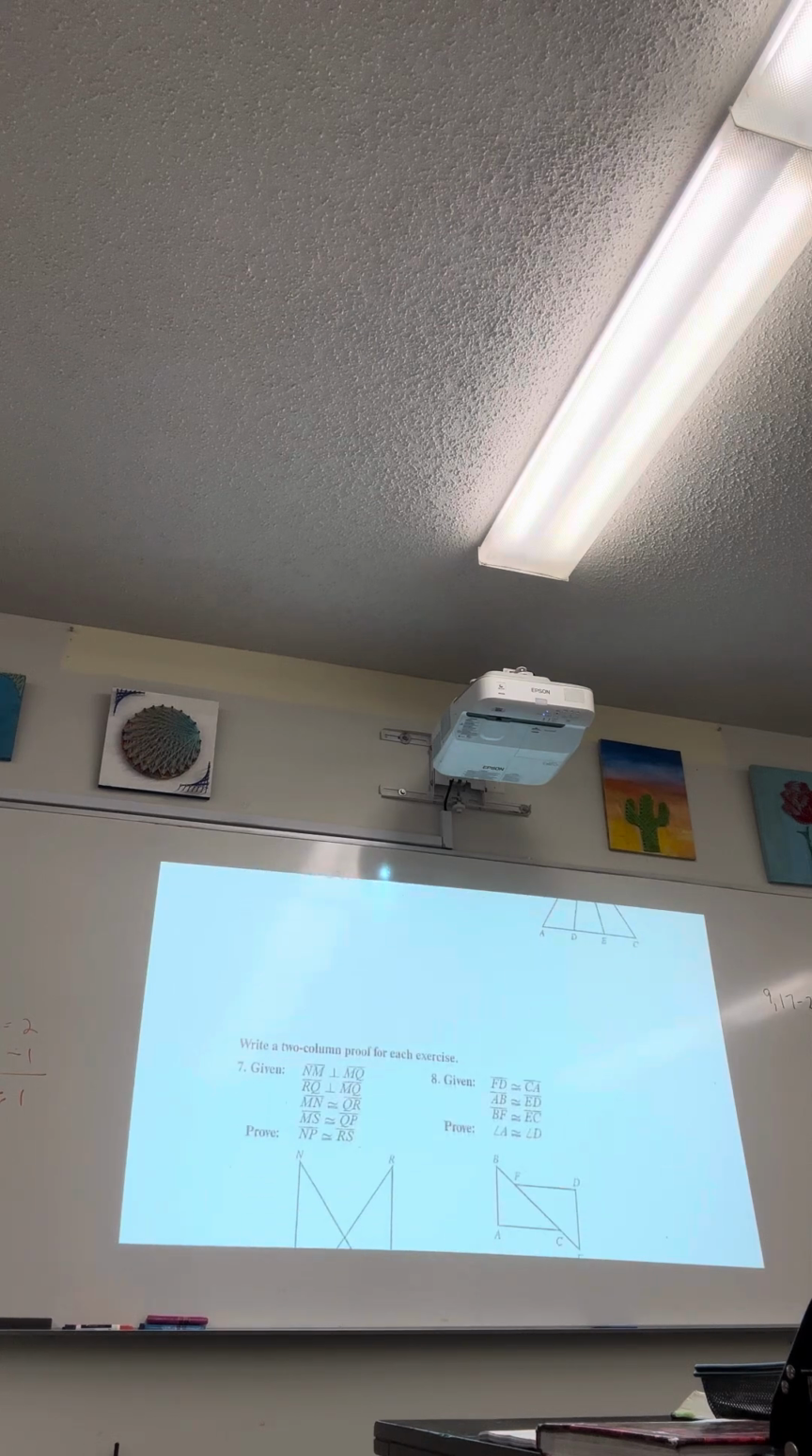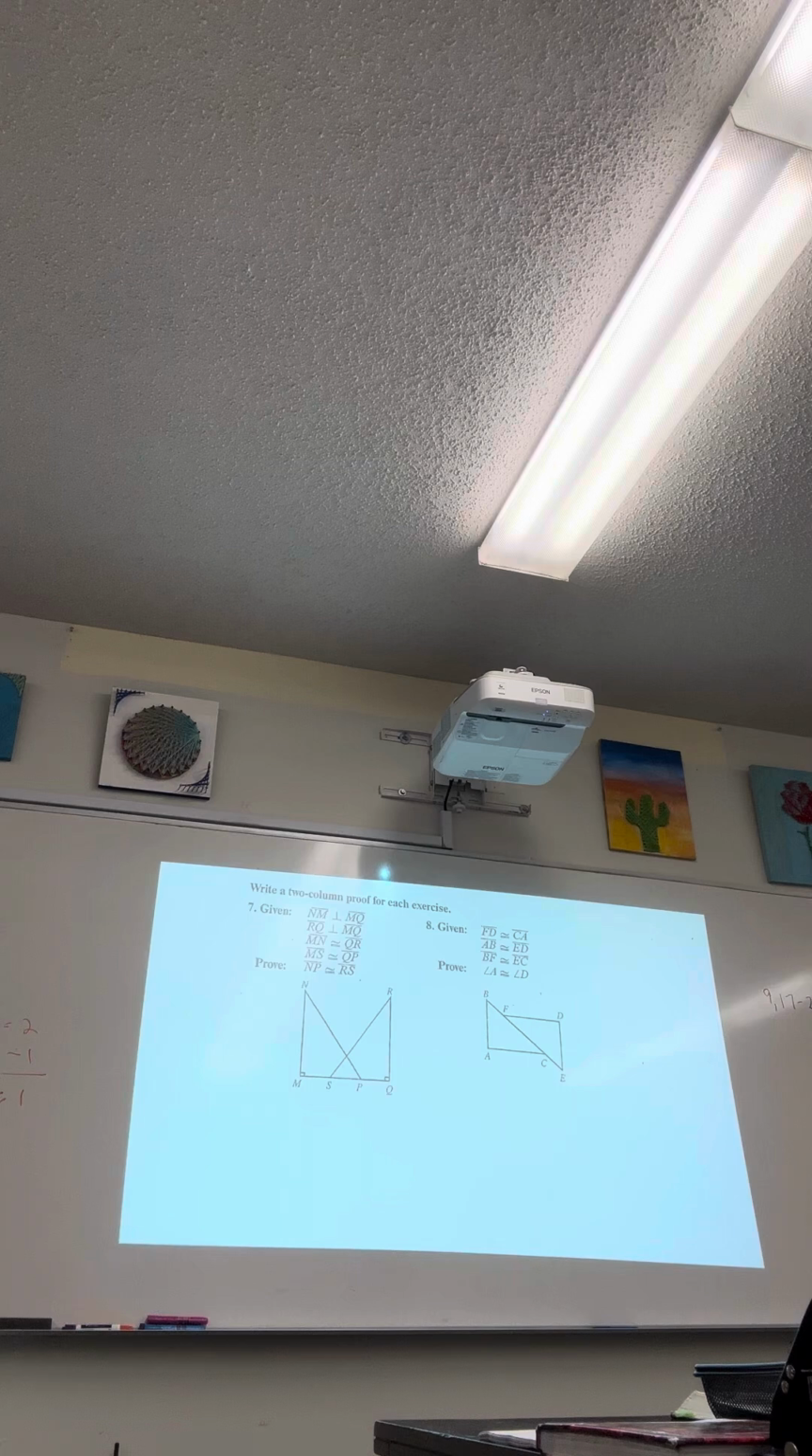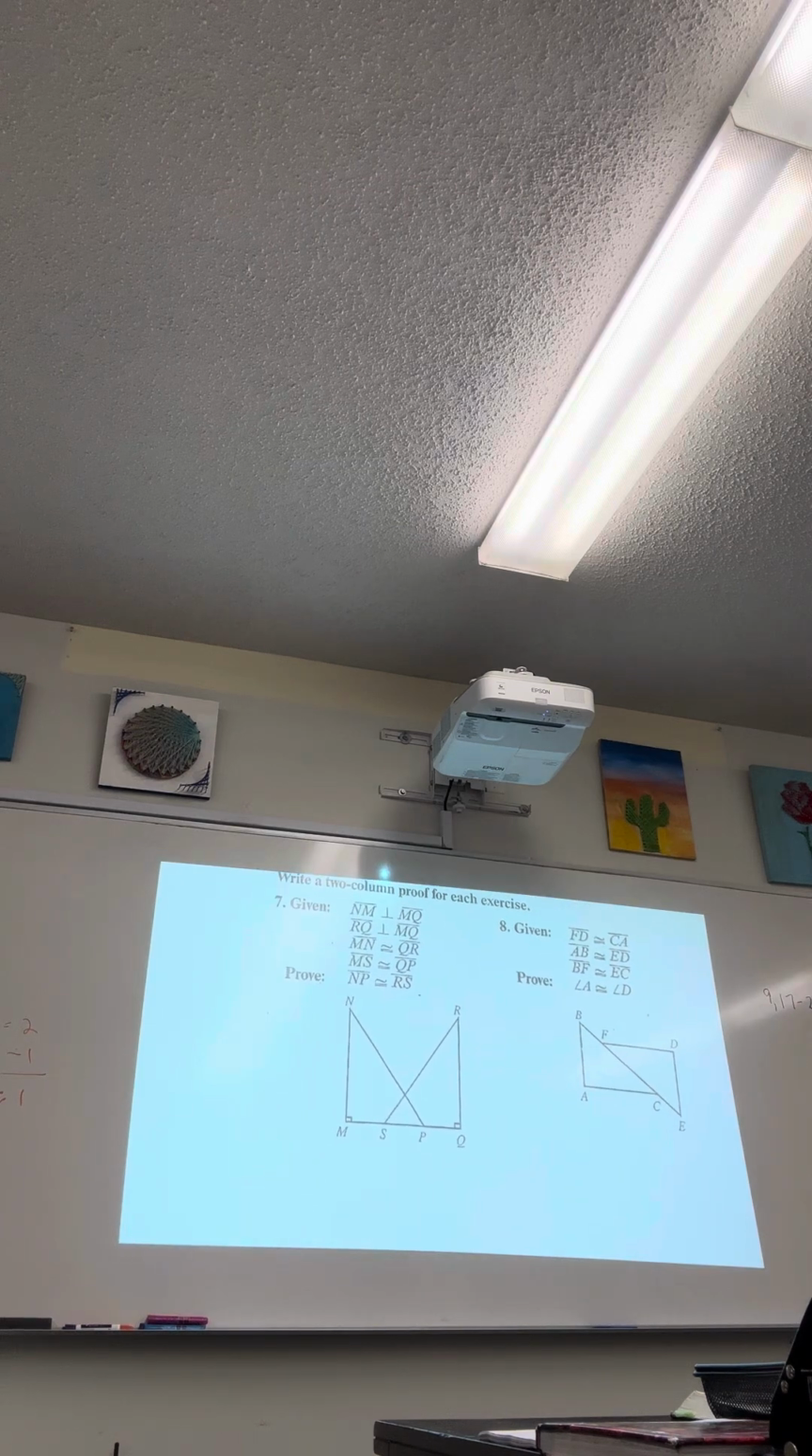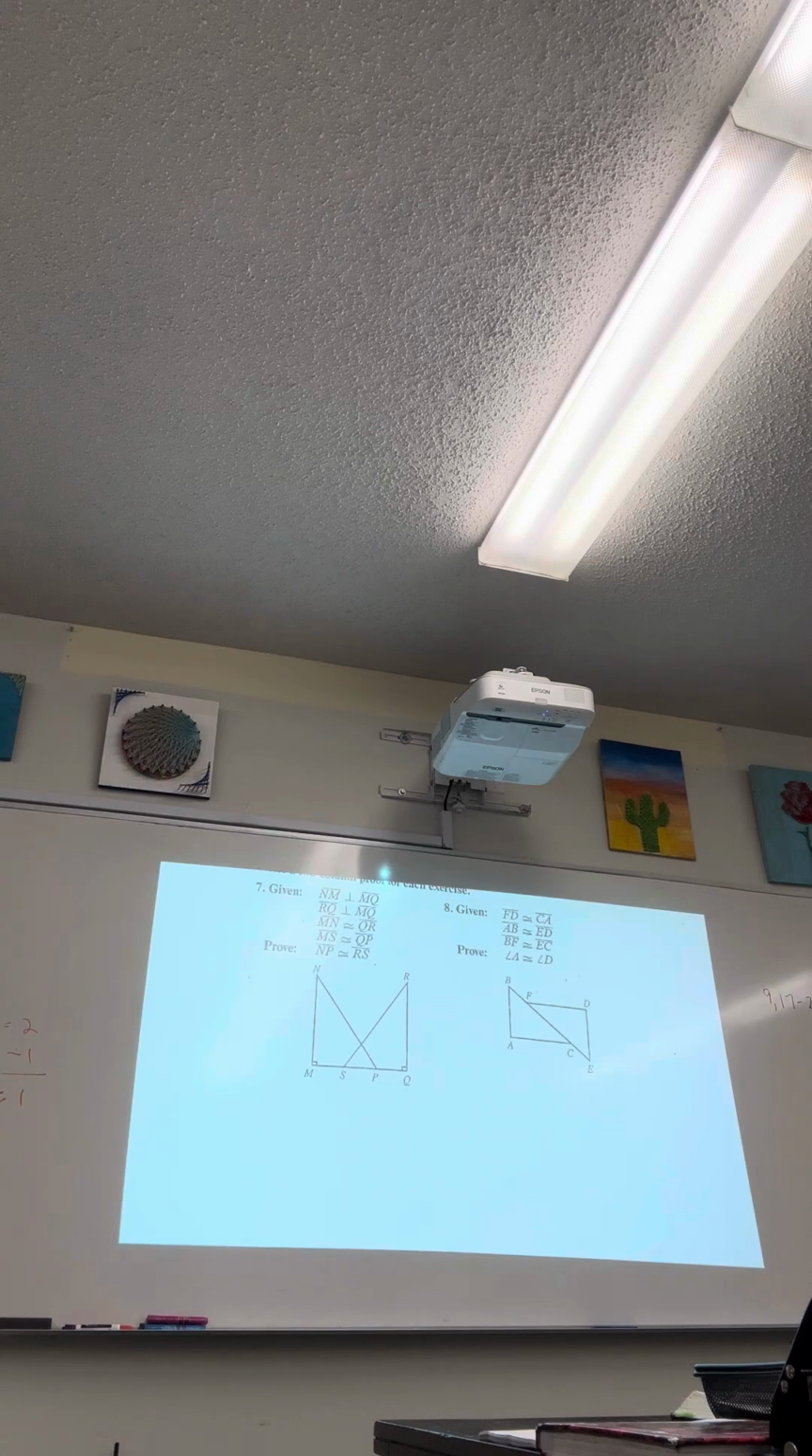Let's go on down and do proof number 7, okay? Given NM is perpendicular to MQ, RQ is perpendicular to MQ, MN is congruent to QR, and MS is congruent to QP. We're going to prove that NP is congruent to RS. So we're going to make our first step all the given. Everybody write down all your given, we're going to do a nice little proof.